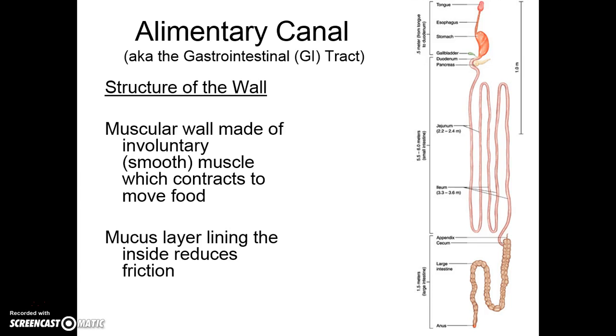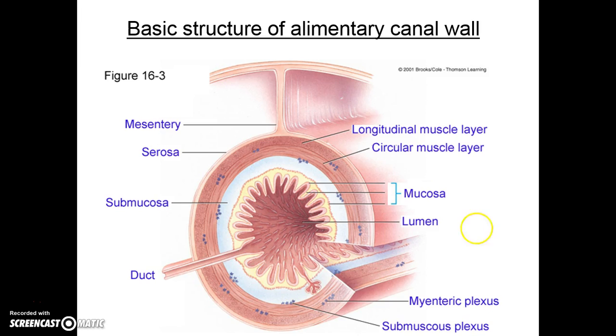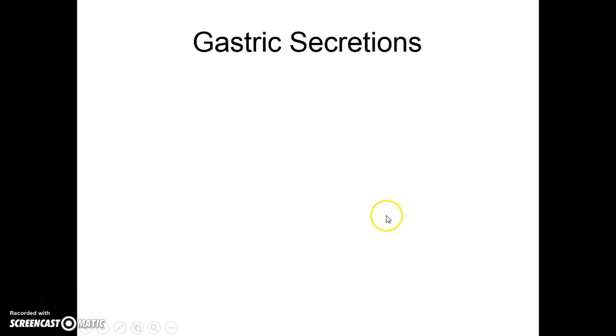And if you've ever heard of a peptic ulcer in your stomach, that's when that mucus layer is broken down, and so you can actually develop almost like a cold sore or a canker sore in your stomach, which is pretty painful apparently. So here's just a picture showing the layers of the stomach.